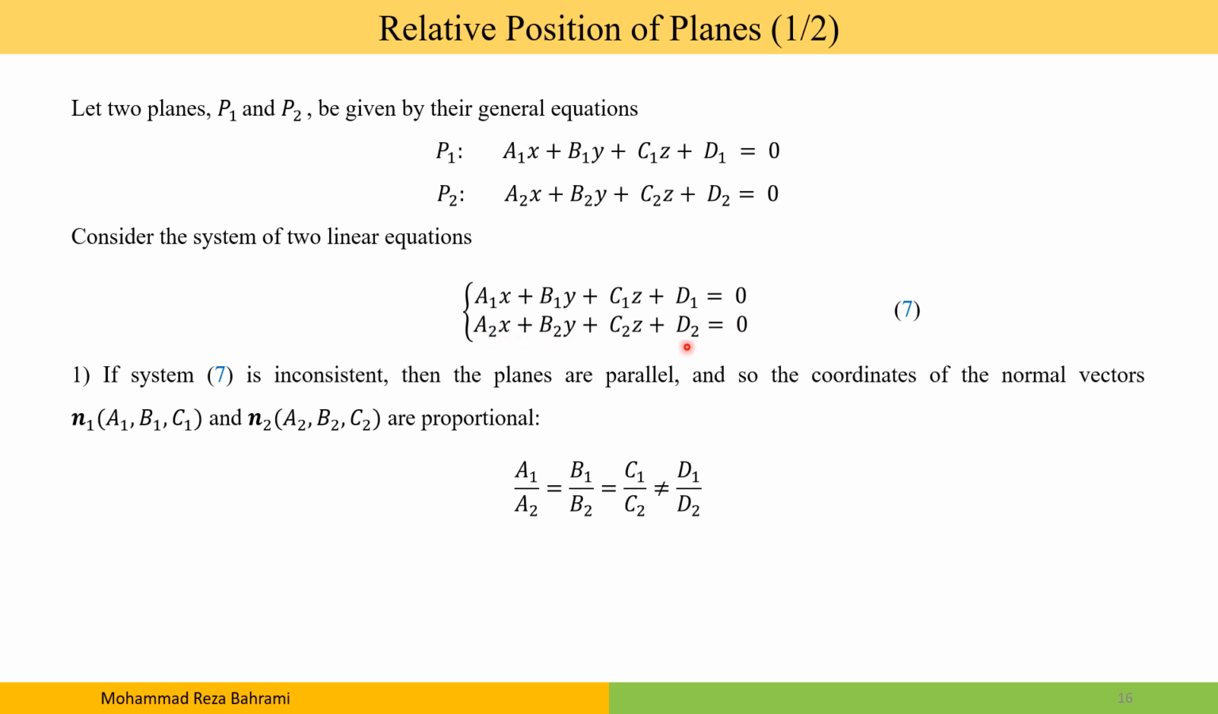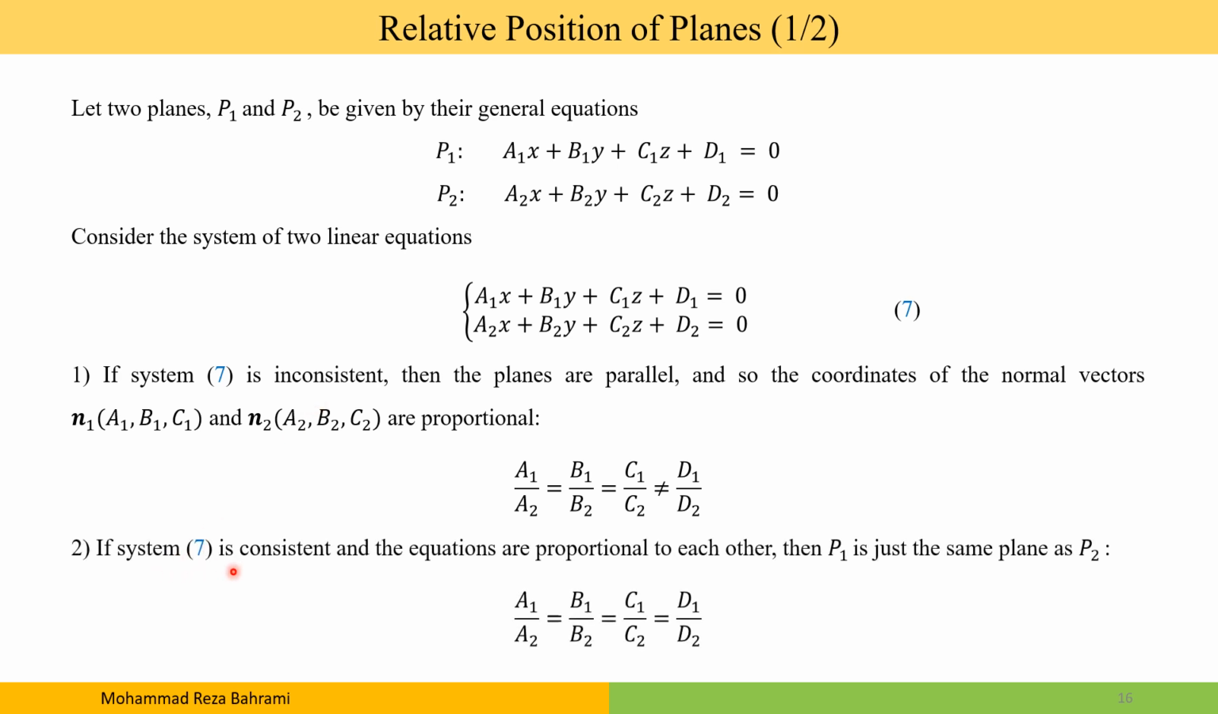If system 7, this system, is inconsistent, as you remember, it means that there is no solution. Then we can say that the planes are parallel, and the coordinates of the normal vectors n1 and n2, so a1, b1, c1, and a2, b2, c2, are proportional. So these planes are parallel. And pay attention, d1 and d2 are not proportional, I mean this inequality here. And because of this, the system is inconsistent.